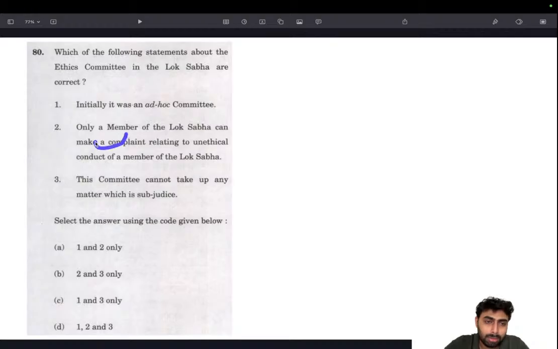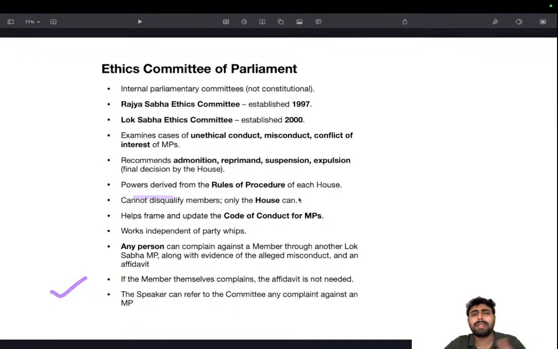So this is wrong, and we'll get the answer. That's how easy it is framed. And also they cannot take up a matter which is under the consideration of court, that is sub judice. So the answer is right. And a few details regarding the ethics committee of Parliament.